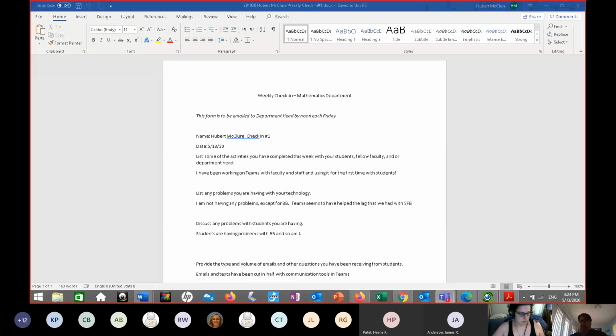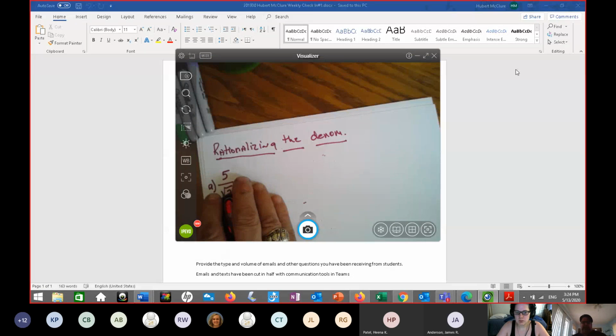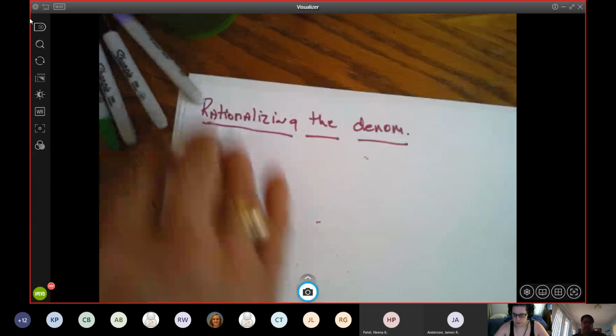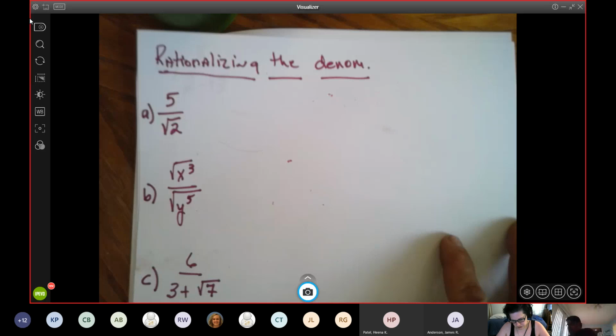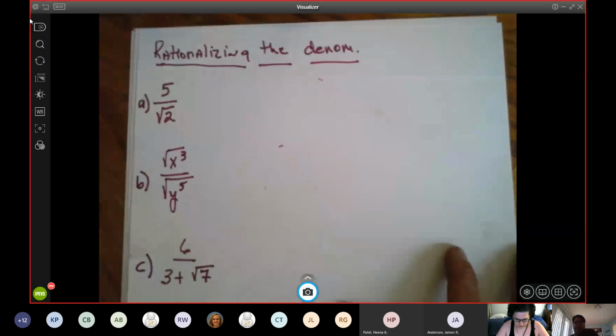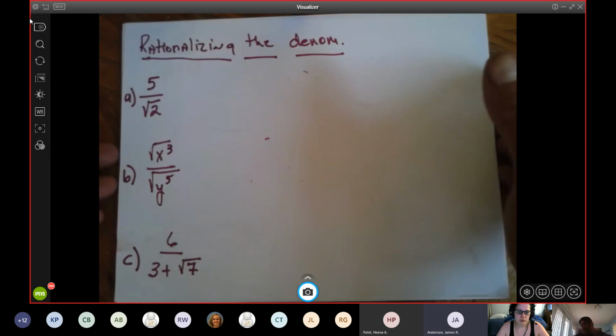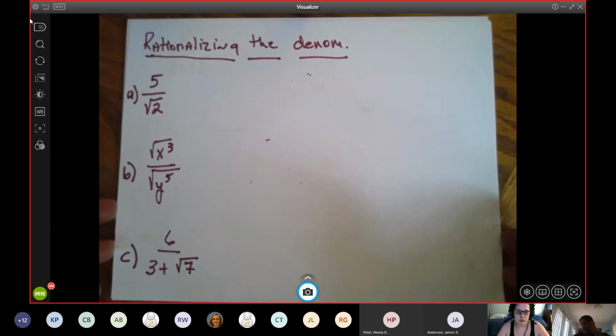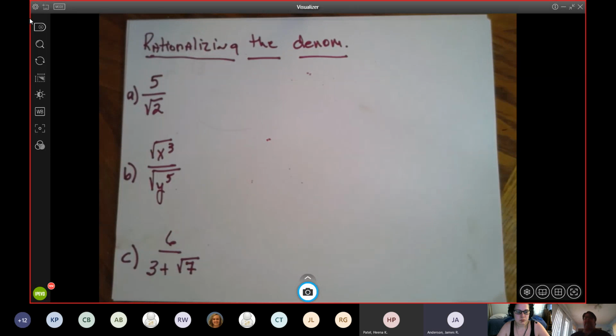So here is the rationalizing the denominator. So go ahead and write down these three. And we're going to rationalize those three. I got 4 examples for you. Now this is going to come in handy when we get to the limits. We haven't got to limits yet, but we're going to get there.